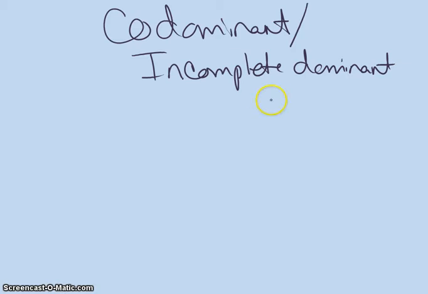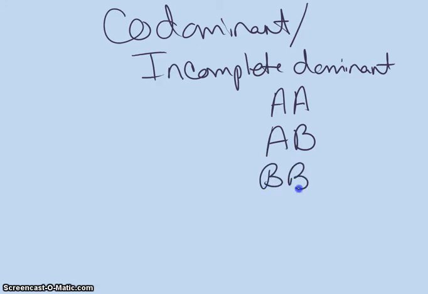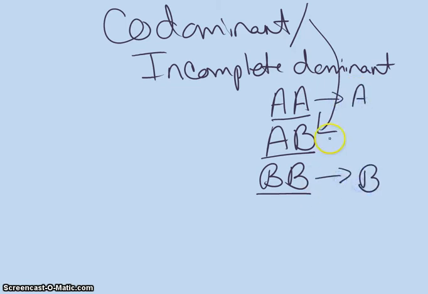So in this, we might have big A, big A, we might have big A, big B, and we might have big B, big B. And this is something that we see with our blood types. Type A blood, type AB blood, type B blood. And this is going to be a co-dominant trait. So this individual makes the A proteins, this individual makes the B proteins, but this person makes both A and B proteins.